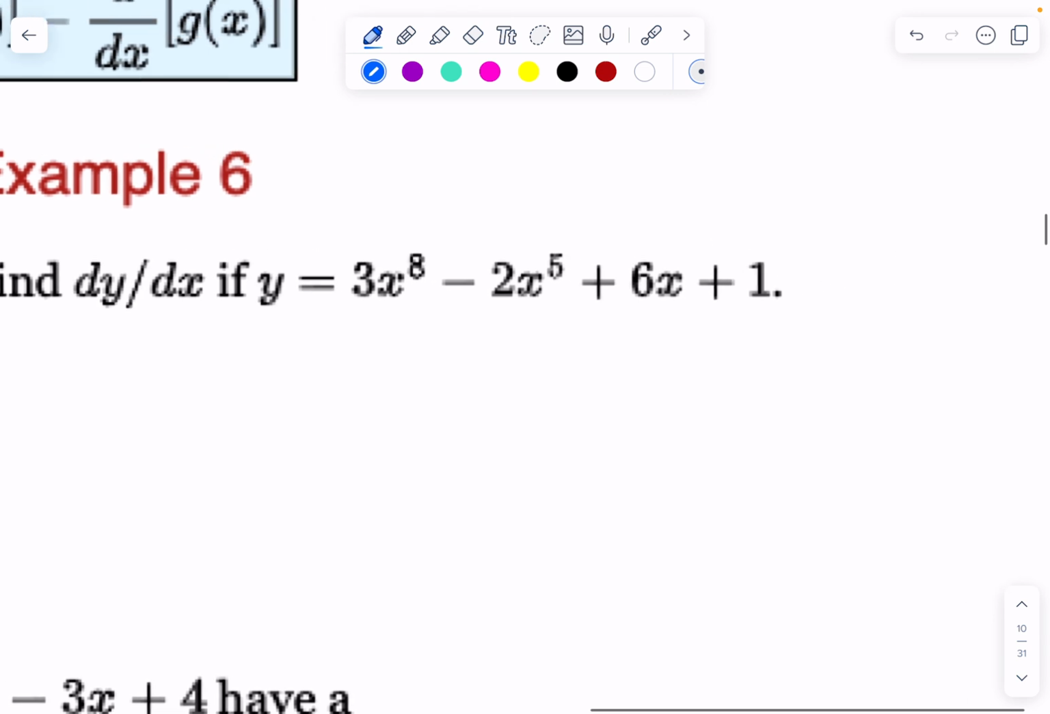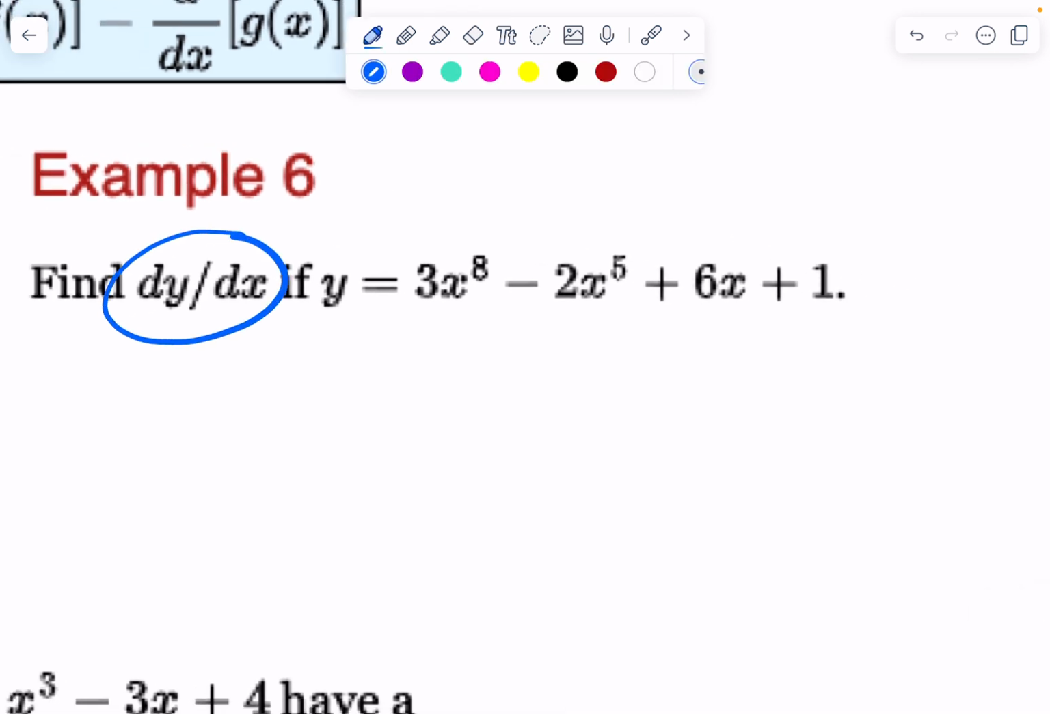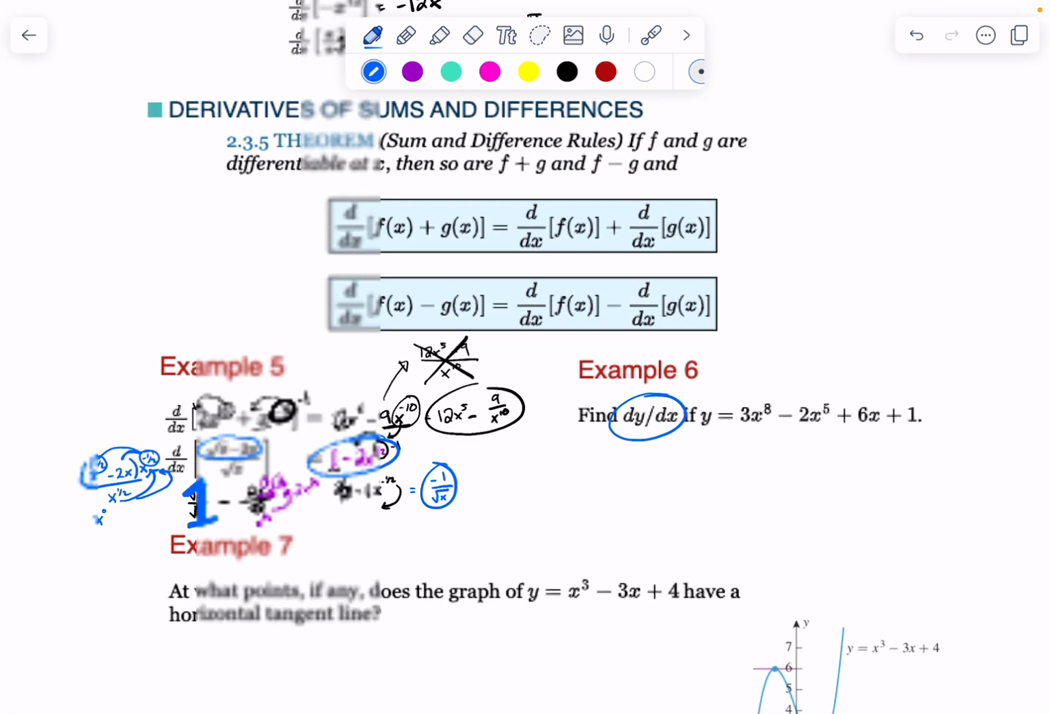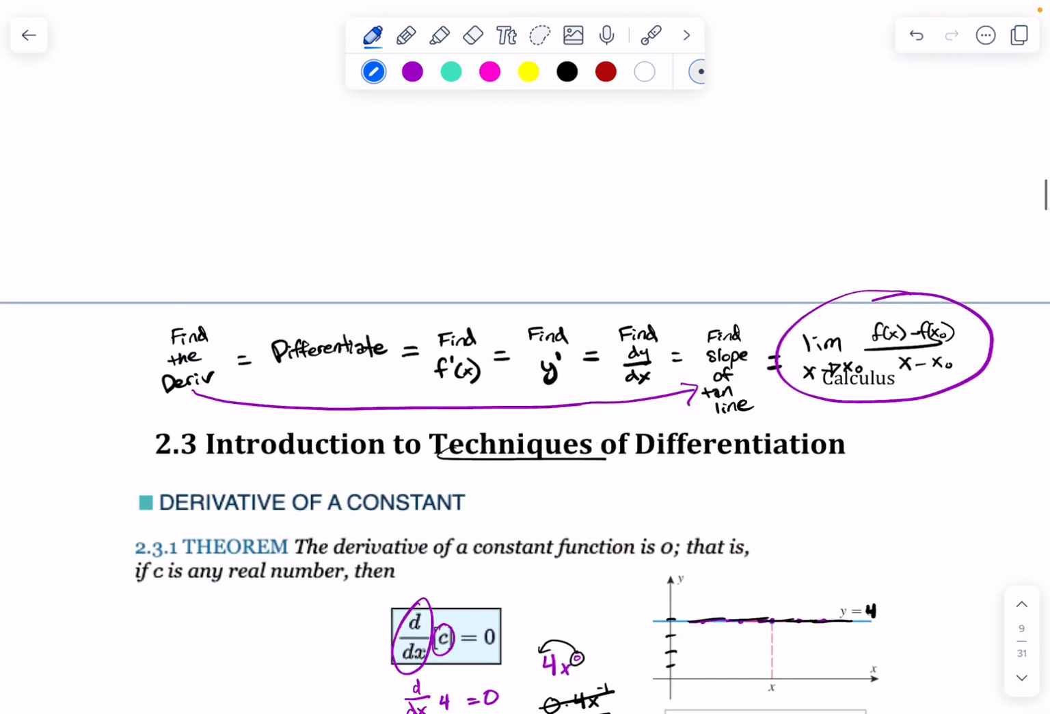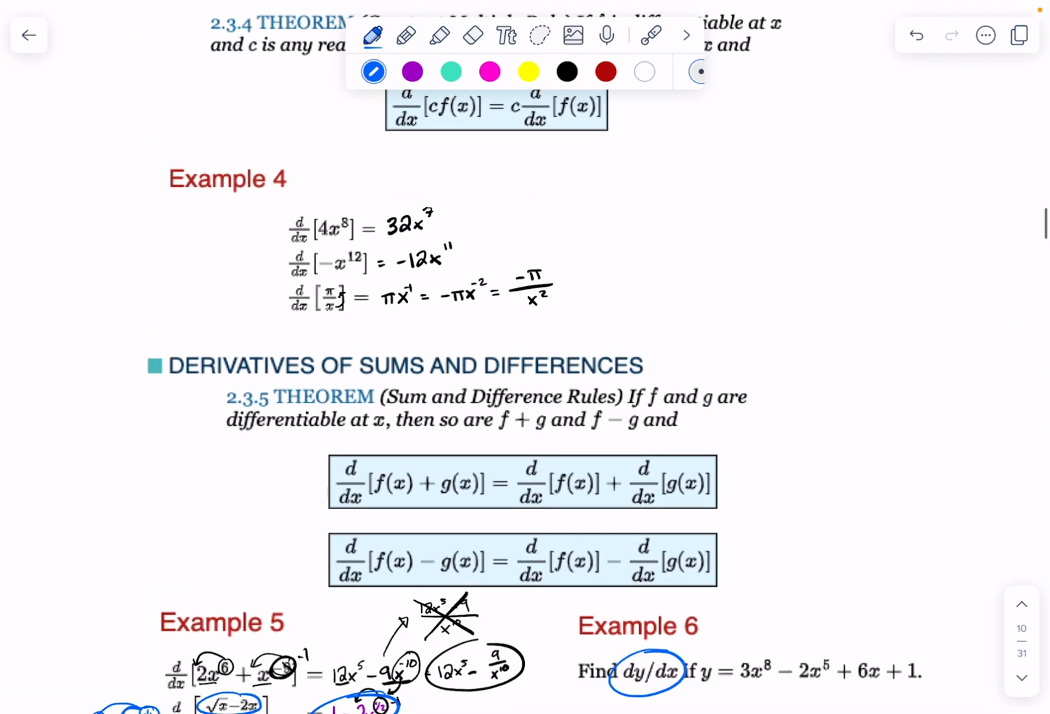All right, let's go over to example 6. Now we have this thing. It is asking to find dy/dx, okay? But if you remember from what I said yesterday, finding the derivative, differentiate, find f prime, find y prime, find dy/dx, find the slope of the tangent line, or doing the limit process, that's all saying the same thing. They're just asking you to find the derivative.